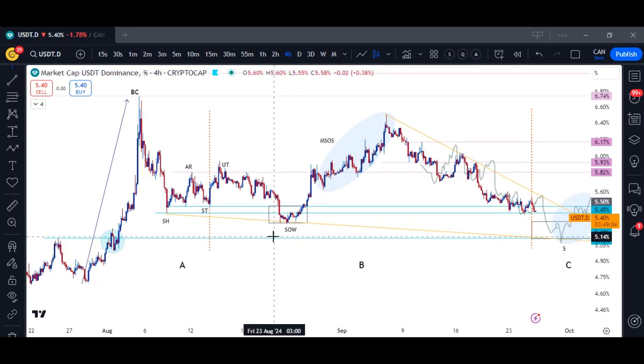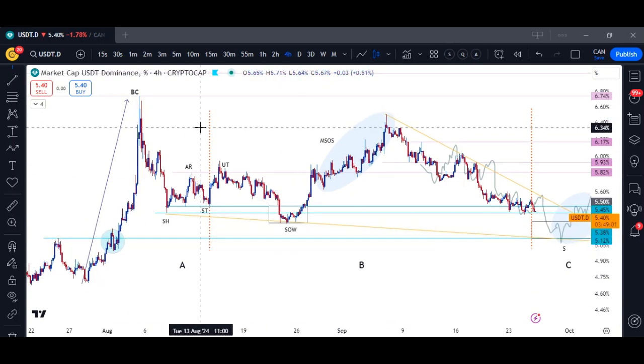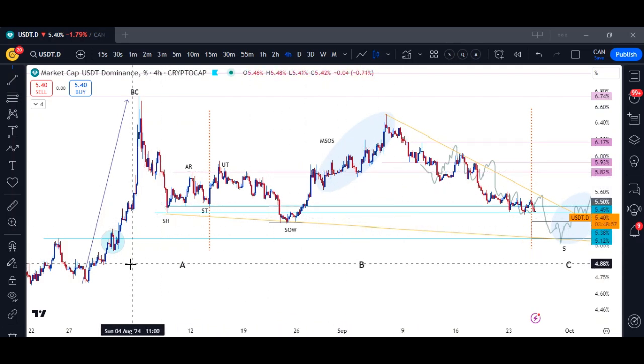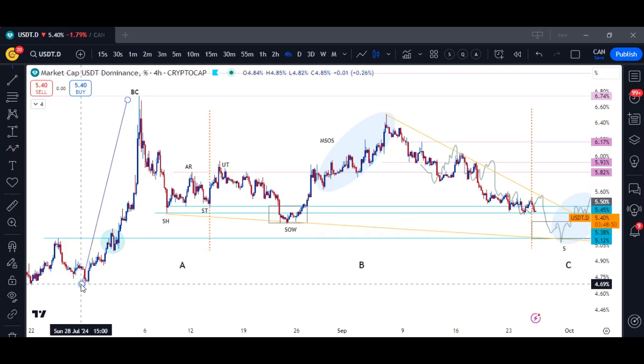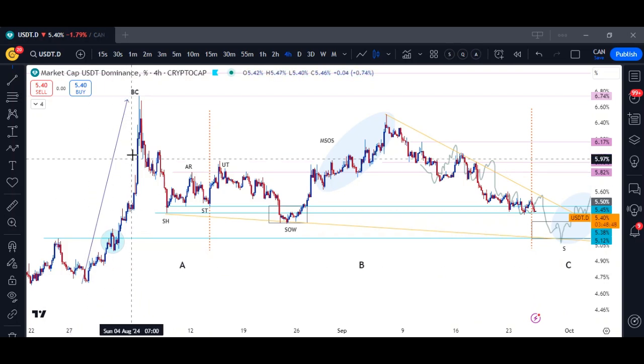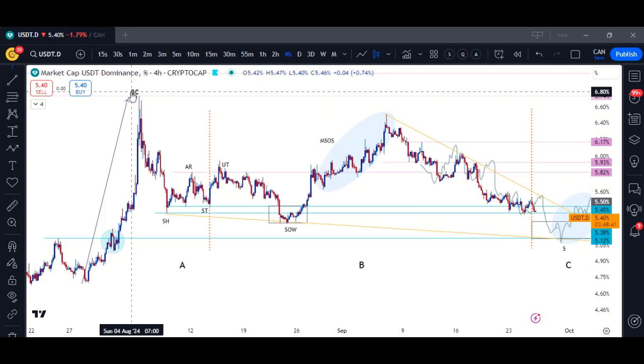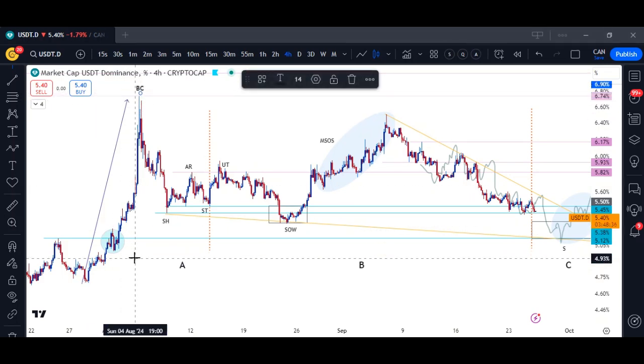All right, let's continue with our analysis. At this point, we are going to study the Wyckoff method and see how this index has been moving in relation to Wyckoff analysis. Now, as you can see, we had a strong move in August of 2024, with the pump of USDT dominance, Bitcoin price crashed to very low levels, and the market also bled heavily.